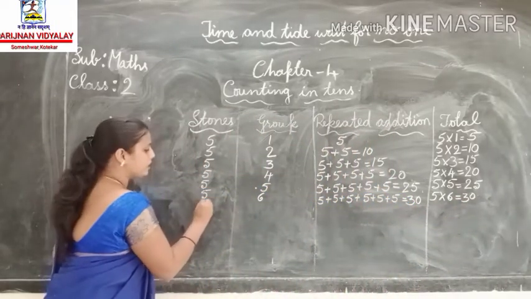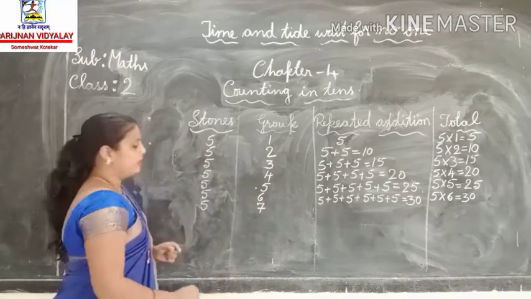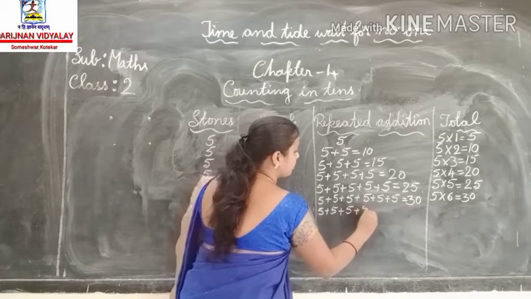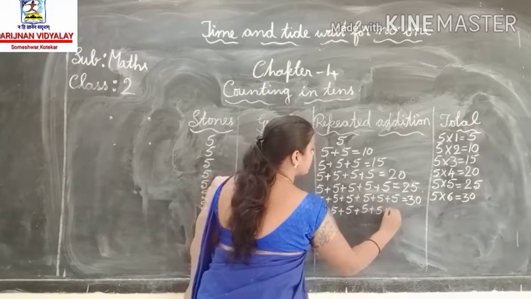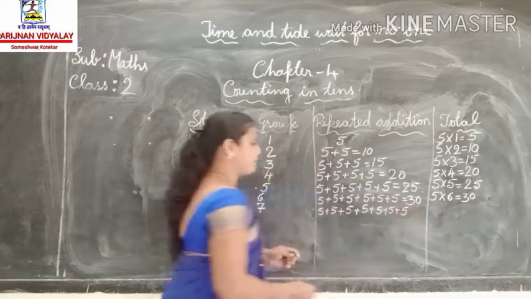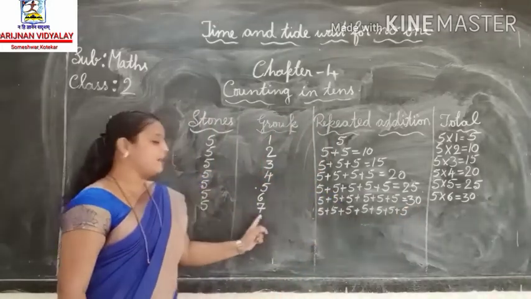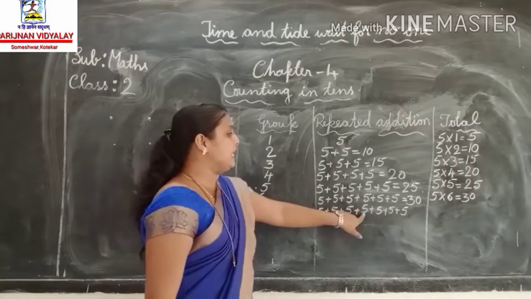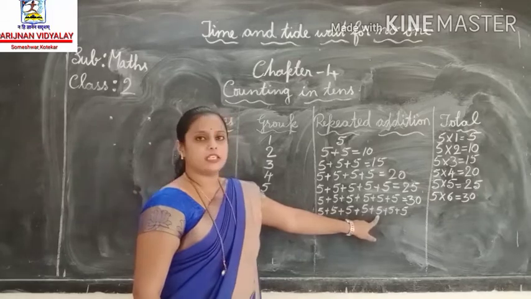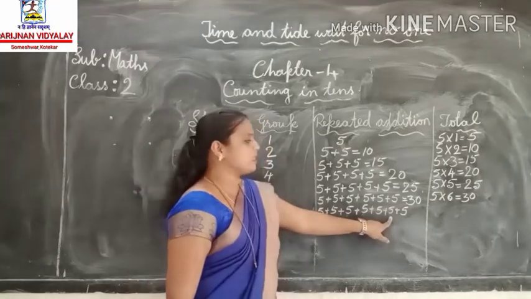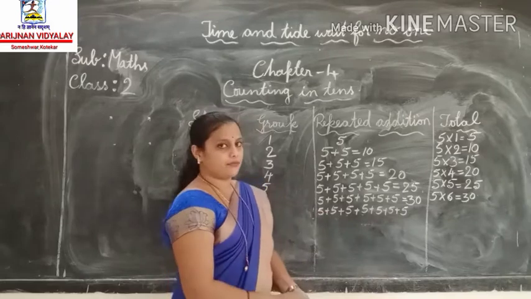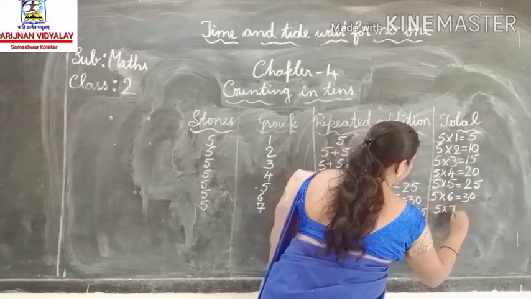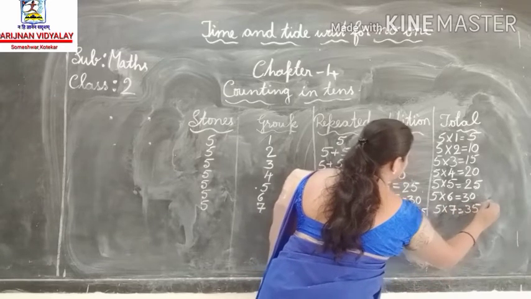Next, 5 is repeated 7 times. So 5 plus 5, 2 times, 3 times, 4 times, 5 times, 6 times, 7 times. So 5 is repeated how many times? 7 times. 5 plus 5 is 10, 10 plus 5 is 15, 15 plus 5 is 20, 20 plus 5 is 25, 25 plus 5 is 30, 30 plus 5 is 35. So 5 is repeated 7 times, 5 sevens are 35.